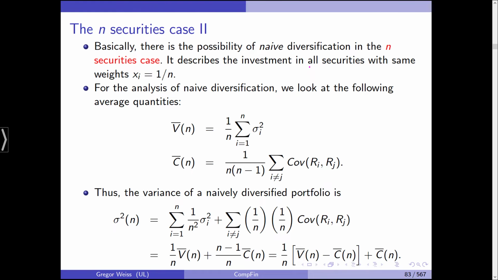So let's define V bar of our N stocks just as the average variance, and C bar as the weighted average covariance between the returns. And if we now calculate the portfolio variance again using the formula from the slide before, we can write this, with some algebra, as 1 over n times the average variance minus the average covariance, plus the average covariance.